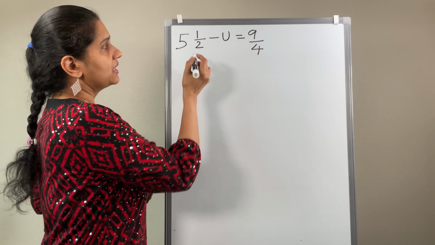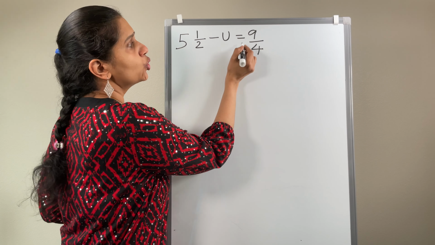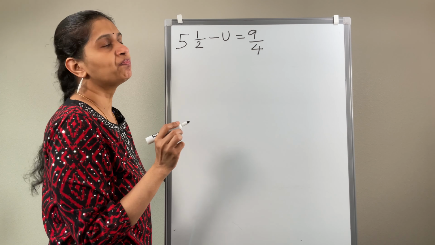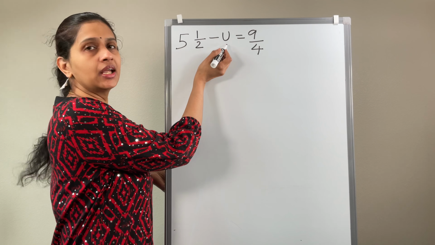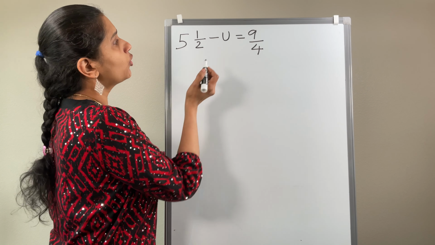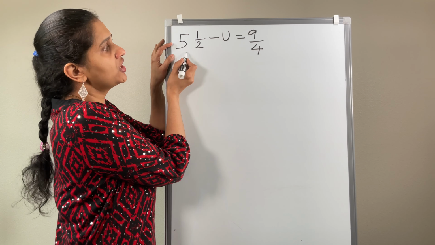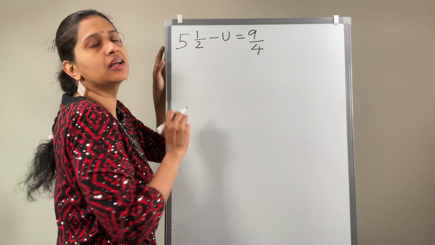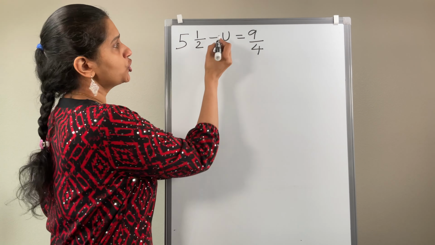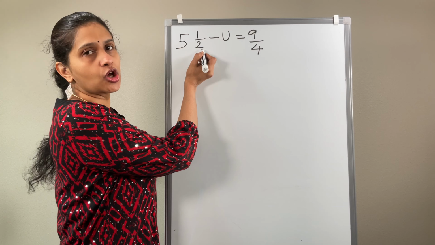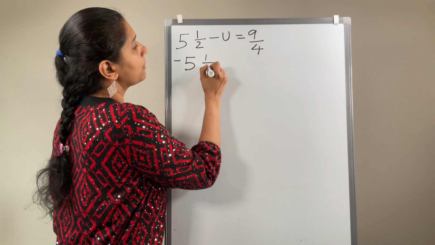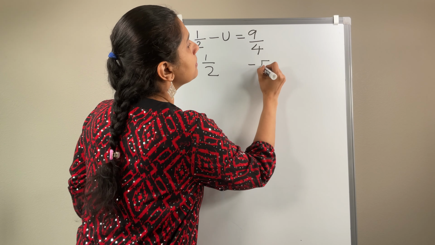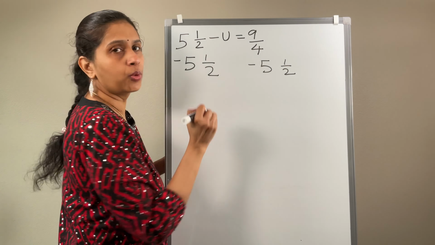Consider the example 5 1/2 - u = 9/4. Now, our first aim is to avoid the number which is near the variable. For that, I am going to avoid this 5 1/2 which is near this variable u. For that, you have to take the inverse of 5 1/2, which is going to be -5 1/2. So, I am subtracting 5 1/2 on both sides.